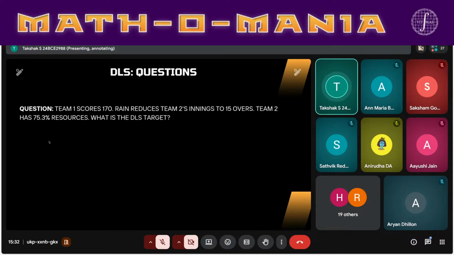And here is a small question. Initially, team one scores 170, and the rain reduces team two's innings to 15 overs. Team 2 has 75.3% resources. What is the DLS target? It's the same as the previous question we just saw. Instead of 185, here it's 170.